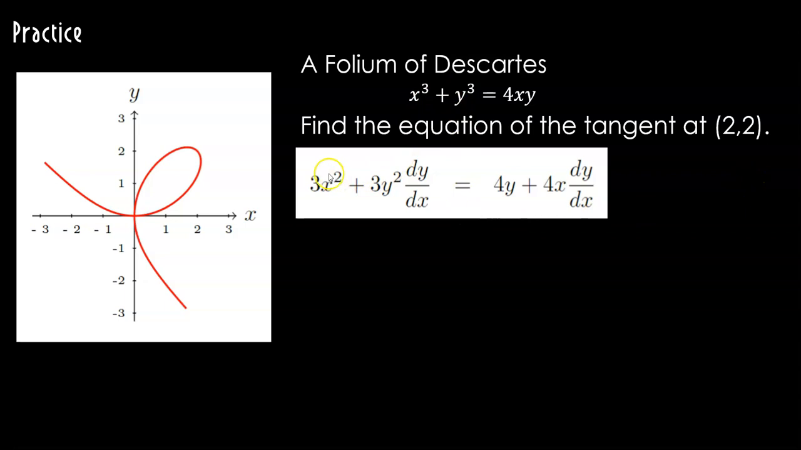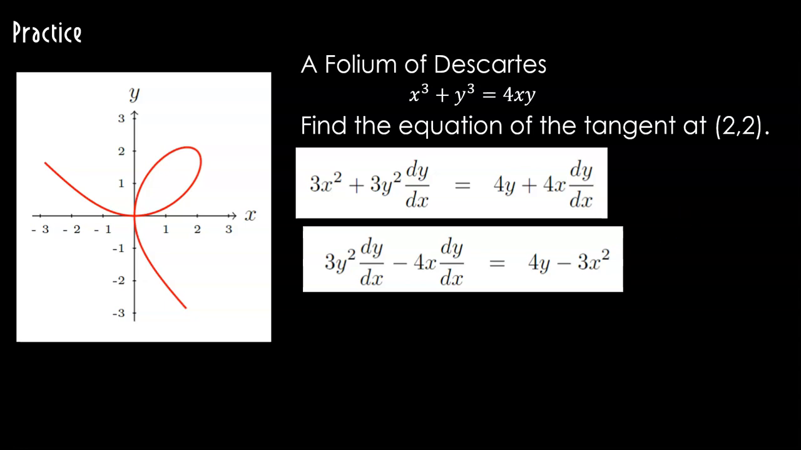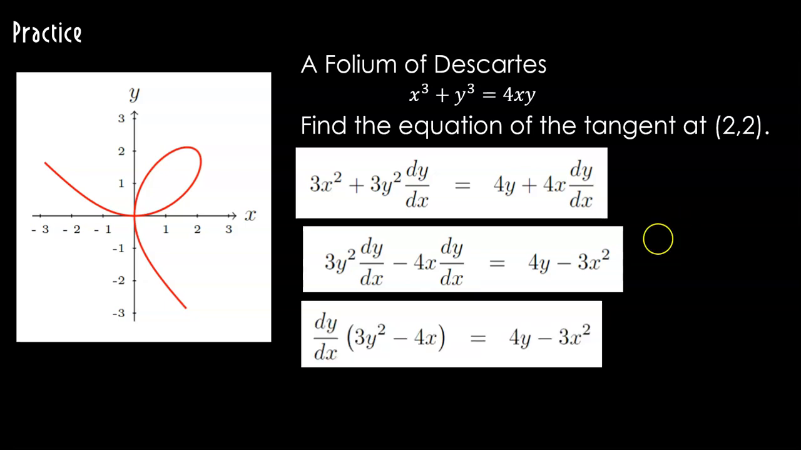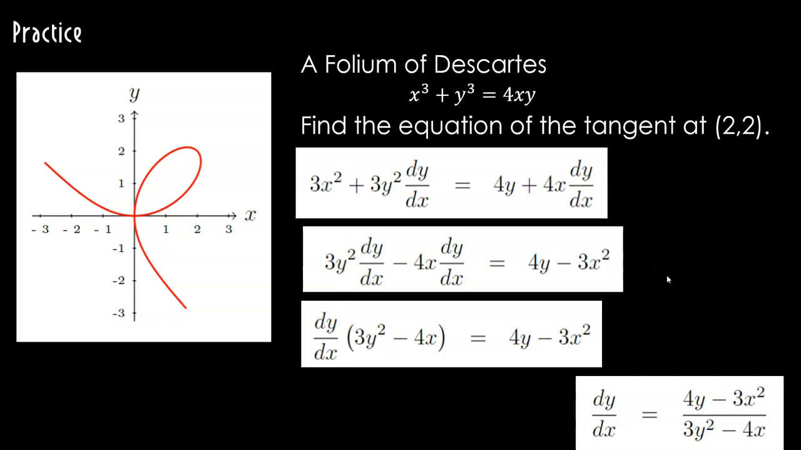So x cubed becomes 3x squared, y cubed becomes 3y squared dy/dx. Over on the other side, I need to do a product rule, so I get 4y plus 4x dy/dx. To solve for dy/dx, we need to bring all the dy/dx terms to the left and everything else to the right. Then we can factor out the dy/dx and divide by the stuff attached to the dy/dx. So I get that the derivative is (4y minus 3x squared) over (3y squared minus 4x).